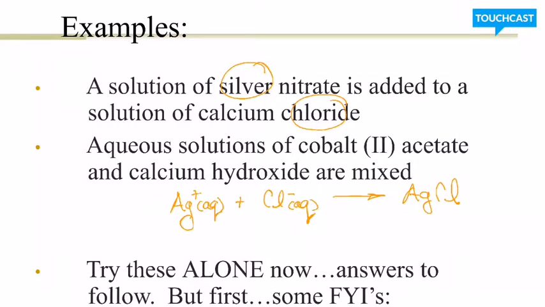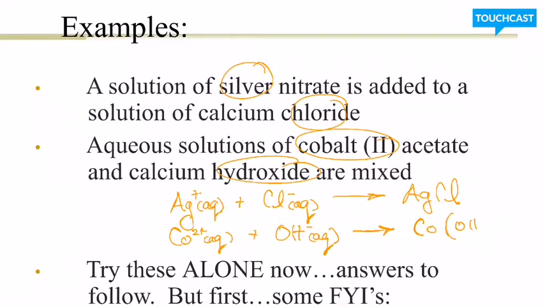In the second example, it was pretty easy to identify the precipitate. That was going to be cobalt(II) hydroxide. To make the net ionic equation, it's pretty easy. We would say cobalt, a positive 2 ion dissolved in water, plus your hydroxide ion dissolved in water, and then we would produce our product, which would be cobalt hydroxide.